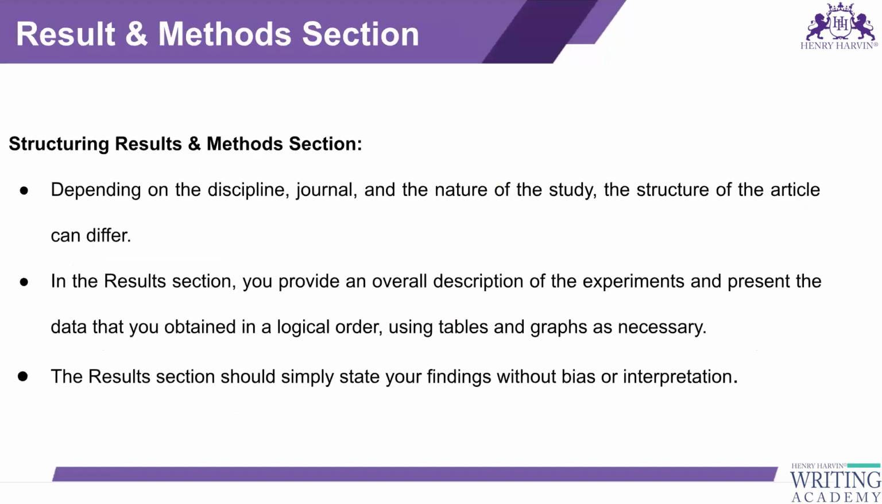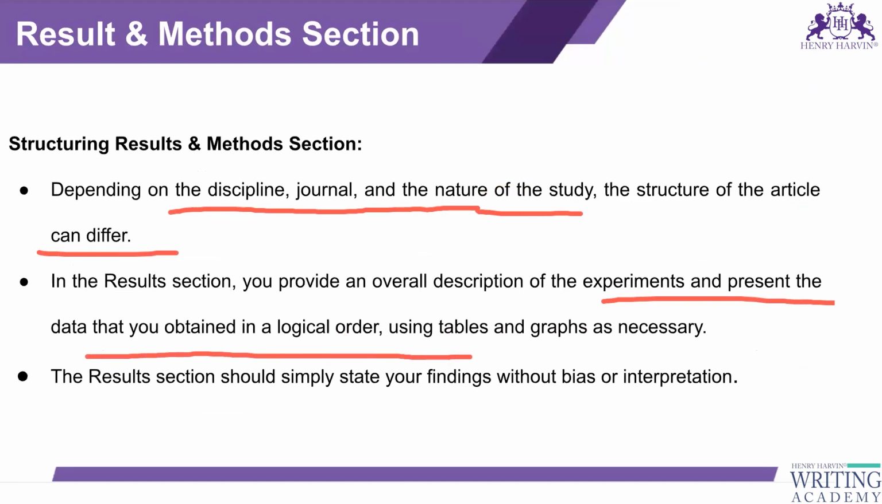Structuring result and method section. Depending on the discipline, journal, and nature of study, the structure of the article can differ. In the result section, you provide an overall description of the experiment and present the data that you obtained in a logical order using tables and graphs as necessary. So it is more like the main body of your pages, they are the result section. What you have found, what are the arguments you have, why do you have these arguments?